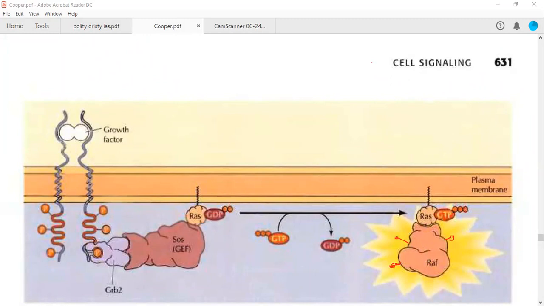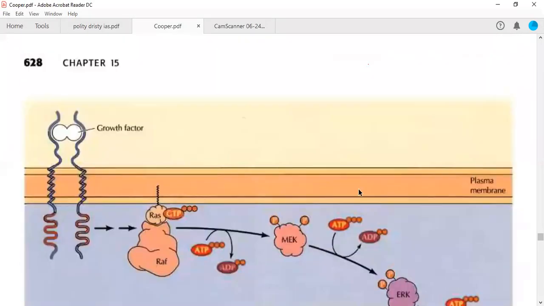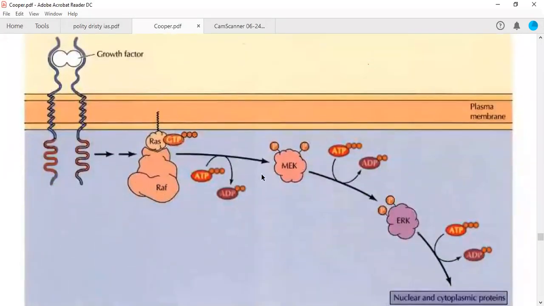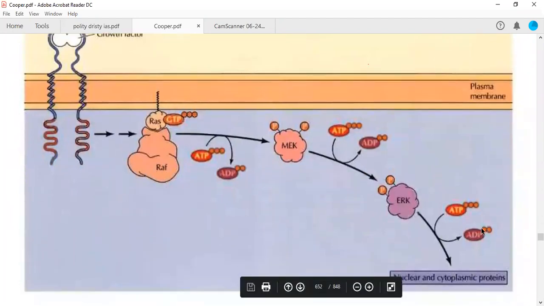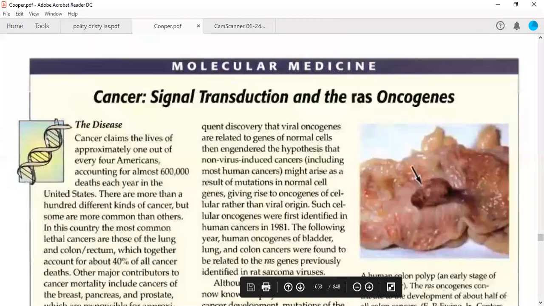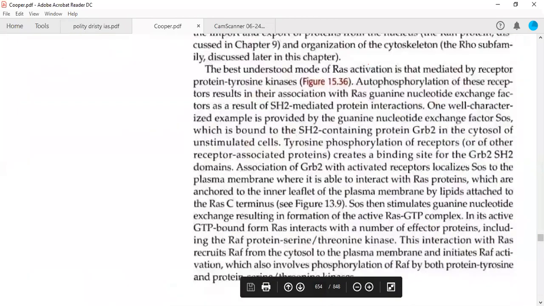So then this RAF will activate some MEK protein and so on, ERK. So, okay, here. So this RAF will activate MEK, MEK then phosphorylates ERK, and then some of the nuclear and cytosolic proteins will be activated.